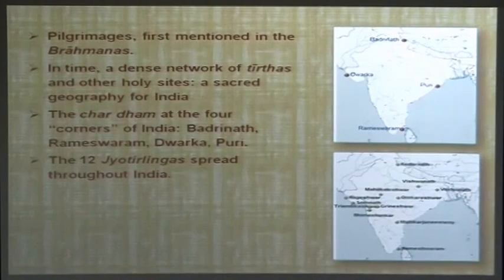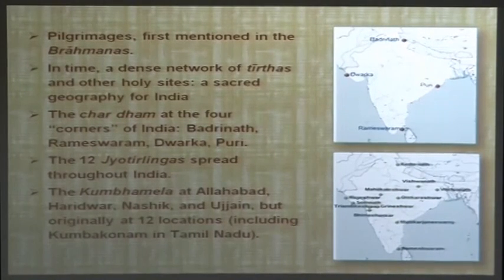You have the 12 Jyotirlingas, which you can see here on the map. And of course you have the Kumbh Melas. We are used to four sites, Allahabad, Haridwar, Nashik, and Ujjain, but originally there were 12 Kumbh Melas across India, one of them all the way south in Tamil Nadu, in Kumbakonam. So these networks are superimposed over each other. In Tamil Nadu, we have 108 shrines to Muruga. There are also 108 shrines to Vishnu. It's kind of endless.